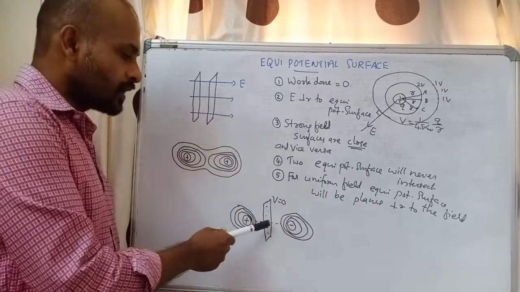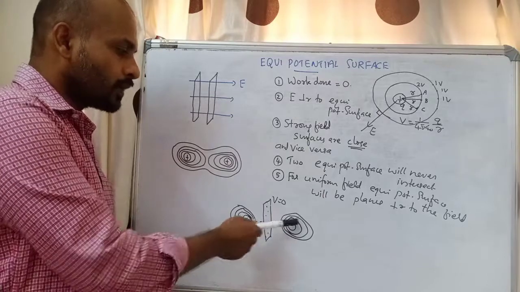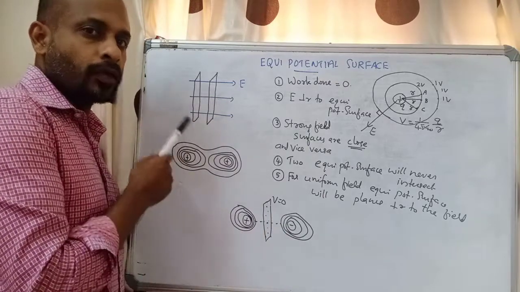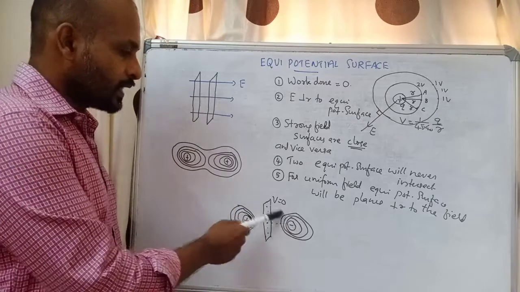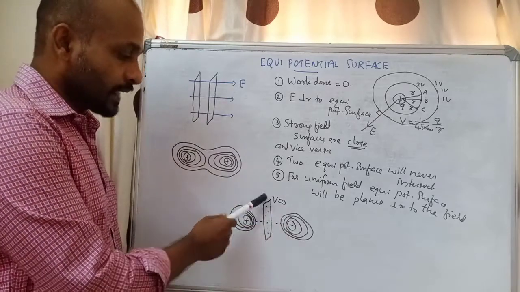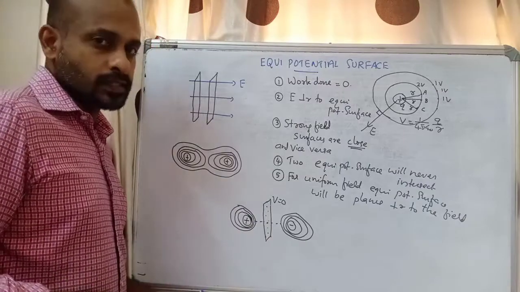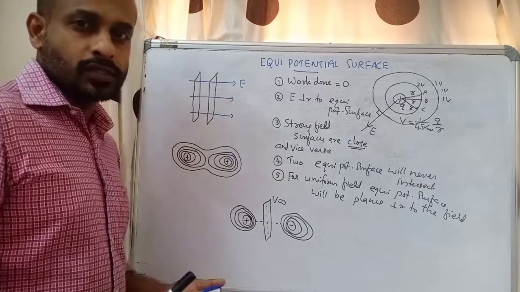The speciality of a dipole is that at the center, if you consider a plane perpendicular to the dipole, that plane will be an equipotential surface with potential value 0. At each and every point on this equipotential surface, we have potential value 0. Okay, so that's about equipotential surfaces.